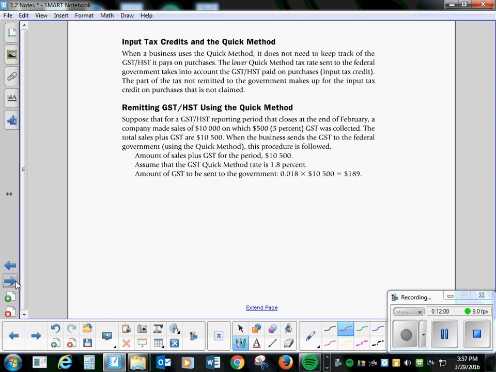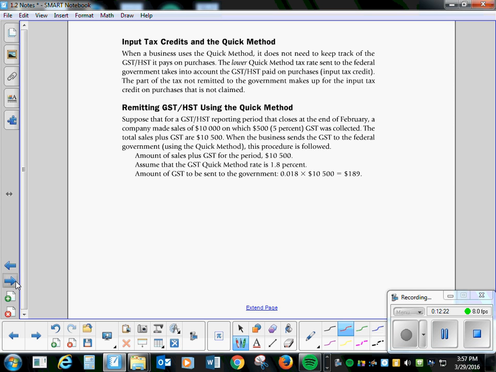When a business uses the quick method, it does not need to keep track of all the GST and HST it pays on purchases. The lower quick method tax rate sent to the federal government takes into account the HST, GST paid on purchases. The part of the tax not remitted to the government makes up for the input tax credit on purchases that is not claimed.